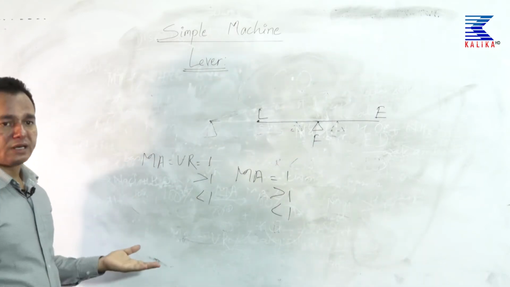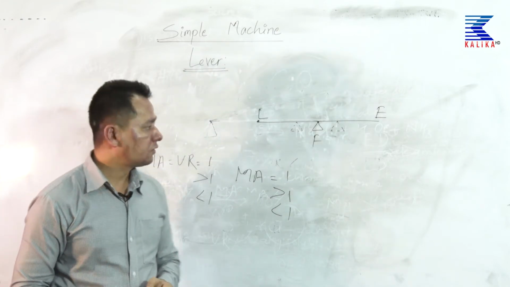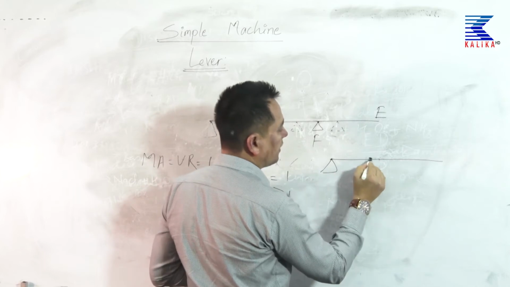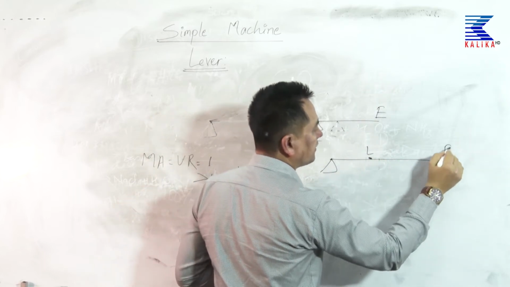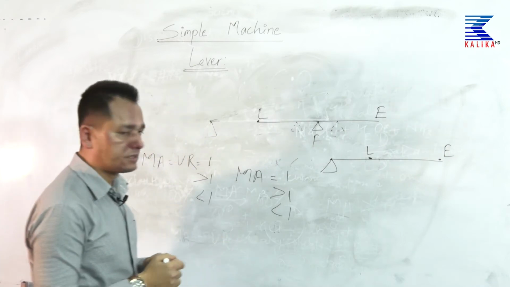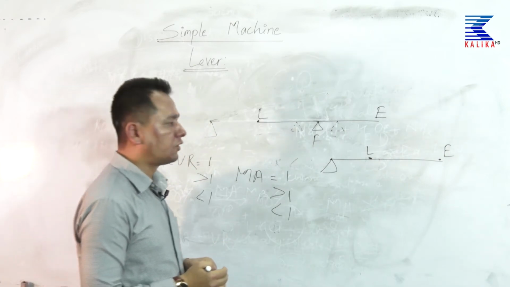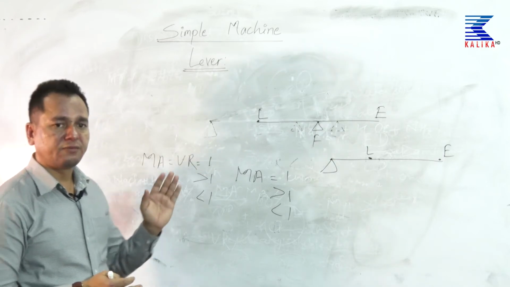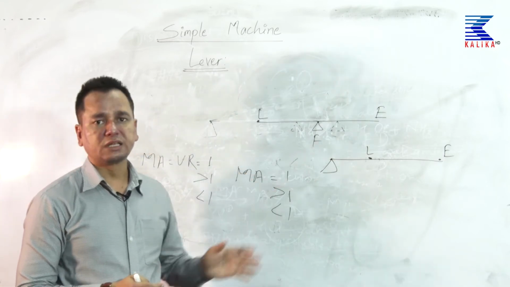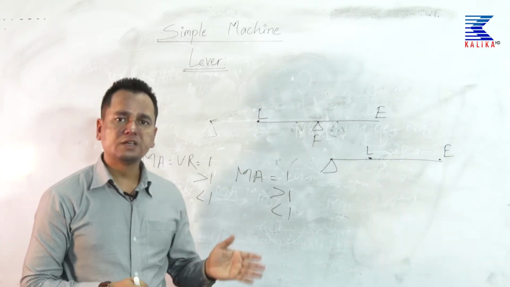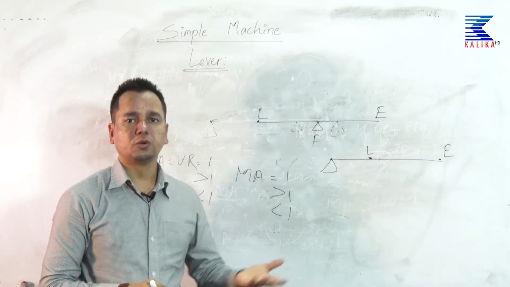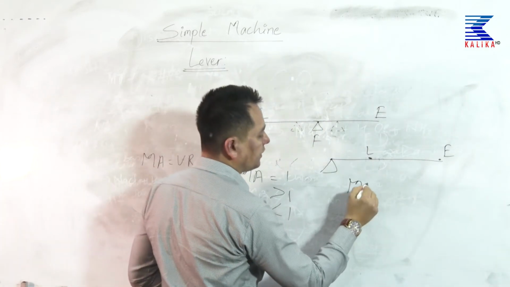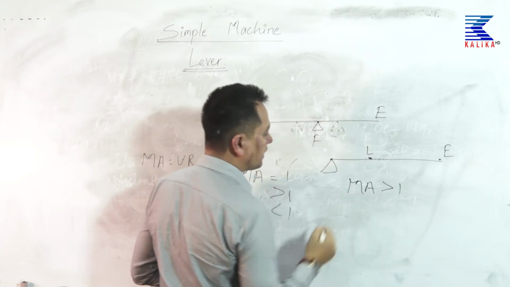Whereas in second class lever, MA is always greater than 1. Because in second class lever, effort distance is always greater than load distance, due to which the effort required to overcome the given load is always smaller than the load to be overcome. So MA is always greater than 1 in second class lever.